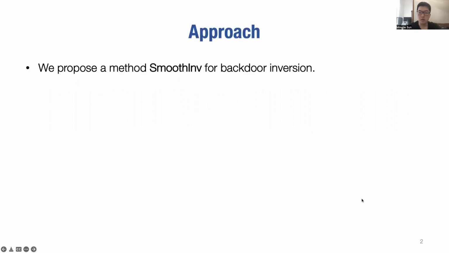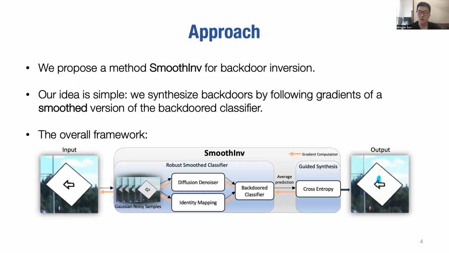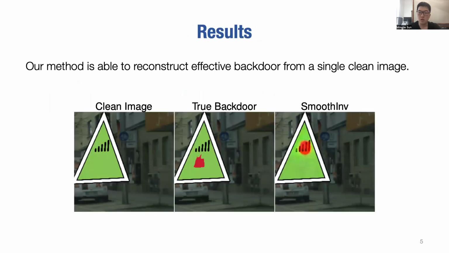We propose a new method for backdoor inversion. We name our method SmoothInv. Our idea is simple: we synthesize backdoor patterns from gradients of a smooth version of the original backdoor classifier. Here's an overview of our proposed method. SmoothInv is able to synthesize effective backdoors from single images, while also sharing extremely close visual similarity to the original true backdoor.